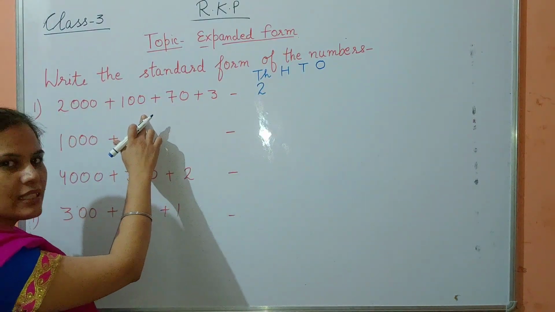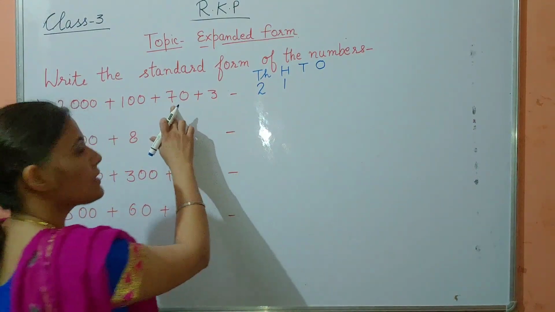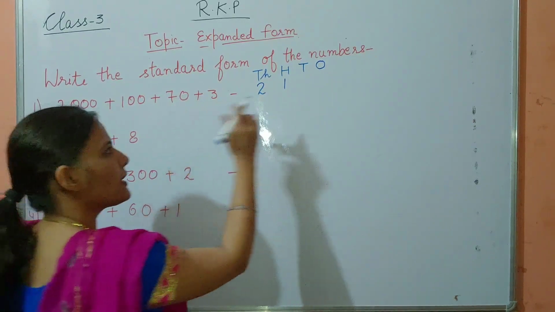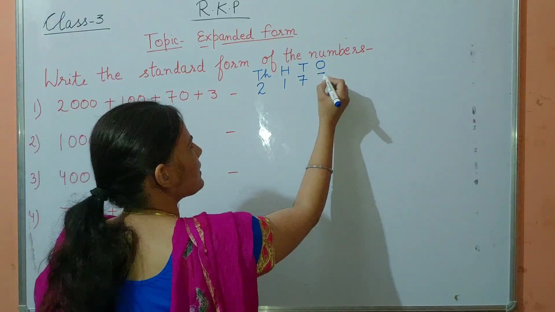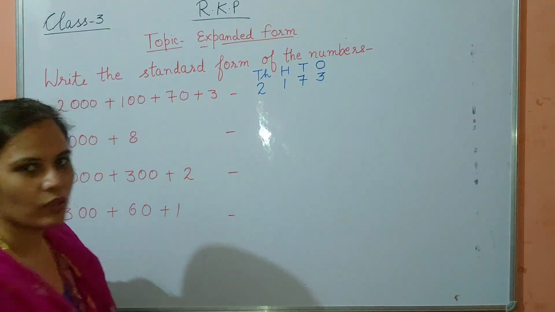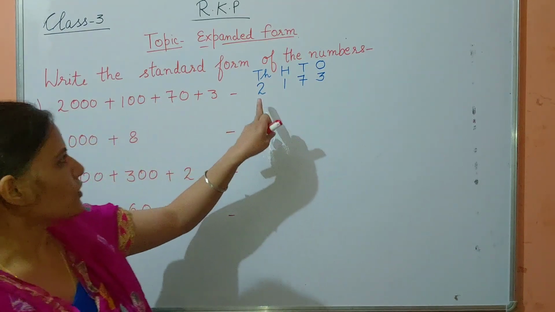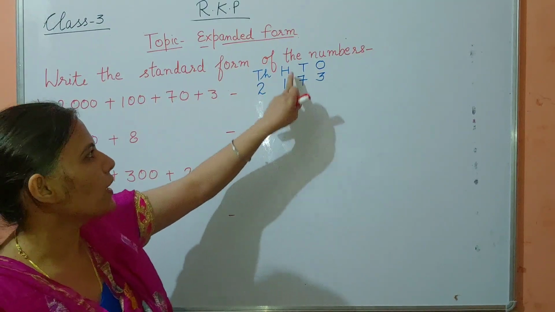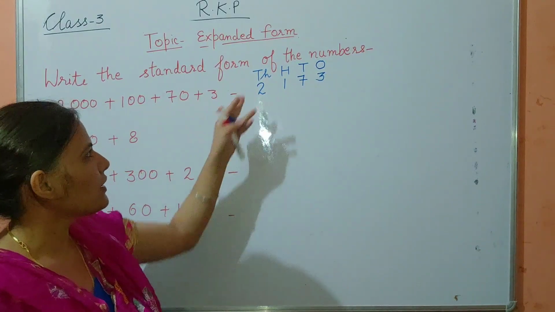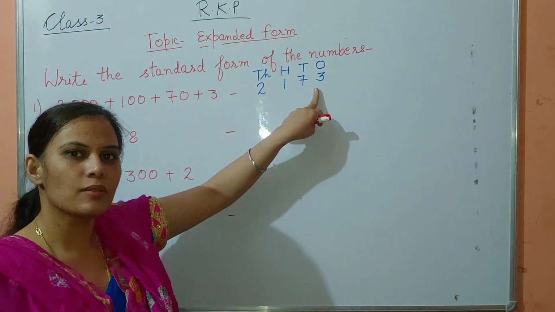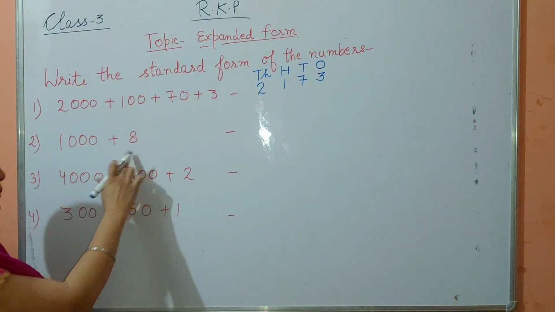100 means what digit will come here? 1 at the hundreds place. Now 70. What digit will come at the tens place? 7. And at the ones place? 3. This is your standard form. Okay. It's easy now. Now read it: 2173. Every time, read the number that comes before you. Okay. Now come to the second question.